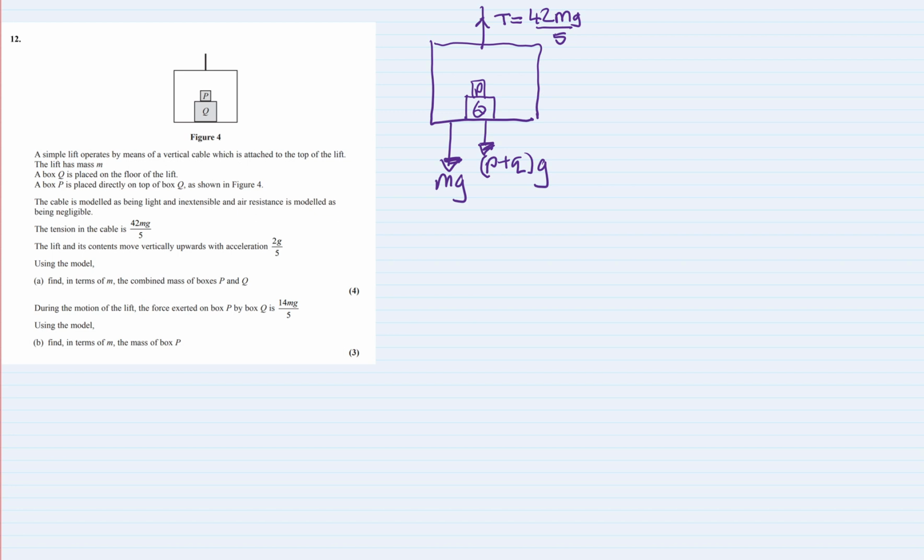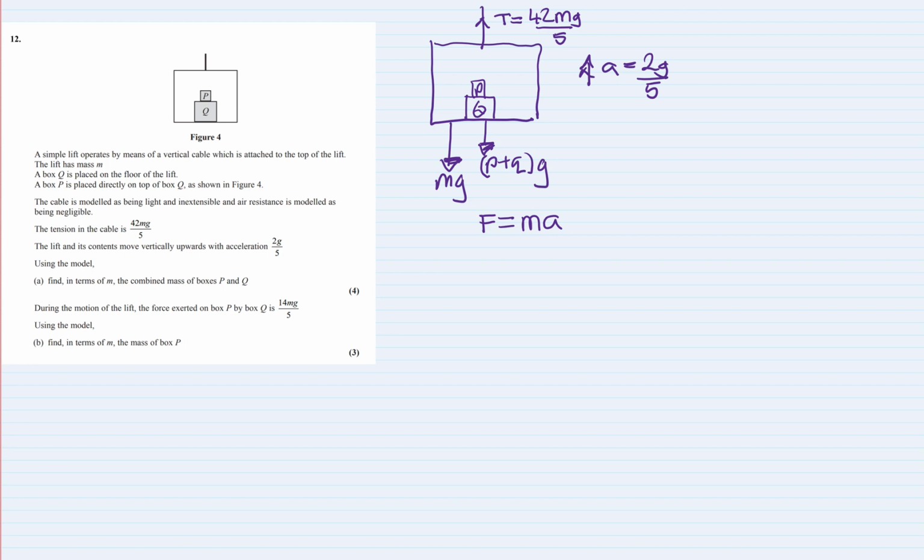The lift and its contents are moving vertically upwards with an acceleration, so my direction of motion is upwards, and I've got an acceleration of 2g over 5. So that's the basic model that we want to work with. We're going to apply Newton's law now to be able to work on finding out what the combined mass of P and Q is. So we've got F equals ma.